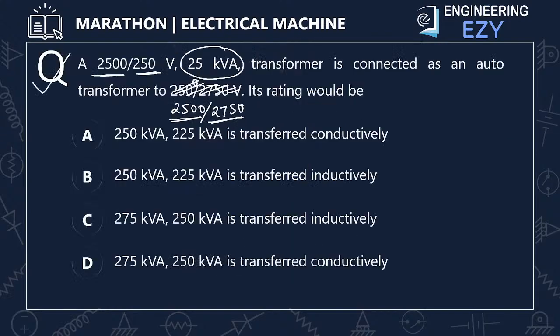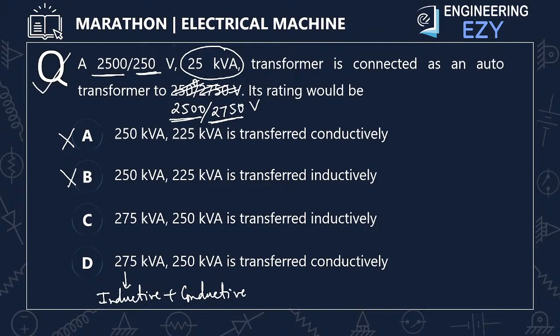If you connect this transformer as an auto transformer of rating 2500/2750 volt, the total power transferred is 275 kVA. So A is wrong, B is wrong. But this power is the total power, meaning inductive plus conductive. This power is inductive plus conductive.